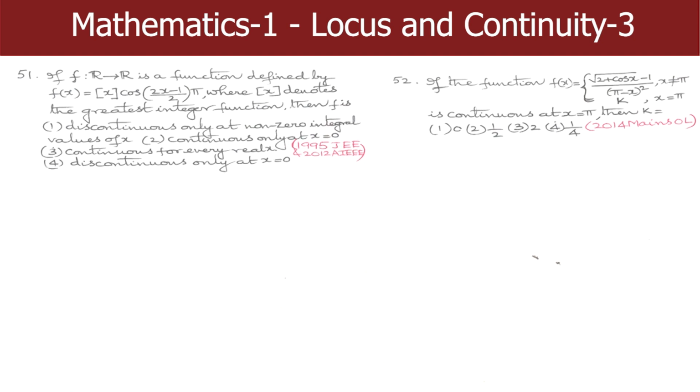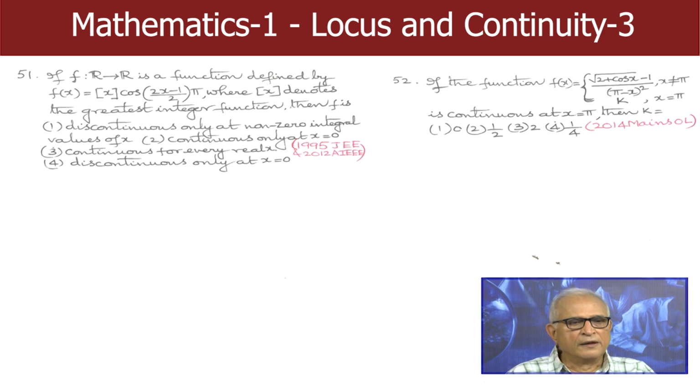51. This is a 1995 JEE question, also repeated in the 2012 EAPCET. Now, mains. This is practice. In the JEE Advanced paper the questions are easy, not very difficult, and it has happened many times that they are given in the Mains paper too. f from R to R is a function defined on the entire real line, a real valued function. f is defined by f(x) equal to bracket x into cos 2x minus 1 into pi/2.